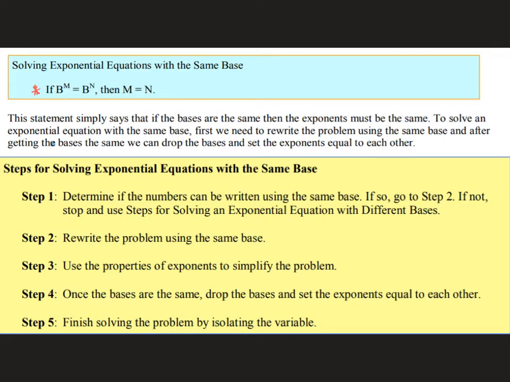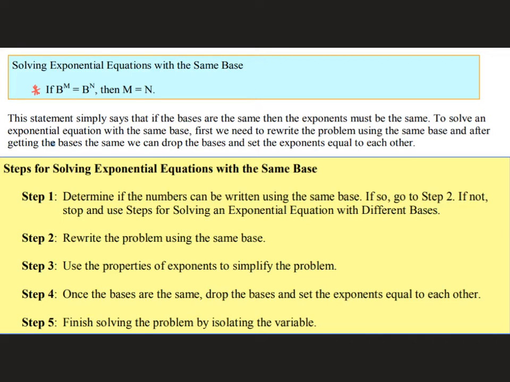If b is raised to the power of m and it's set equal to b raised to the power of n, well, then by default, m has to equal n. So this statement simply says that if the bases are the same, the exponents have to be the same for it to be an equivalent equation.